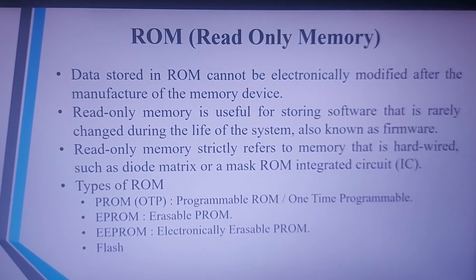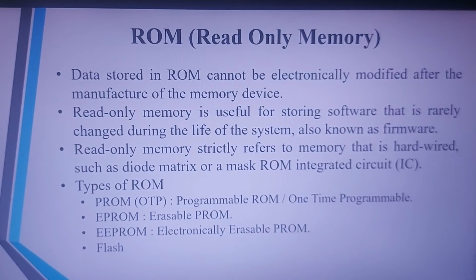ROM is again an integrated chip or an integrated circuit. It's an IC. So there are three or four types of ROM. Three types basically. The fourth one is a modified version of E2PROM, which is called flash memory. So we'll see that also. We'll see it one by one.